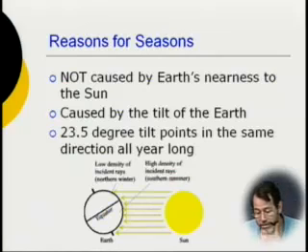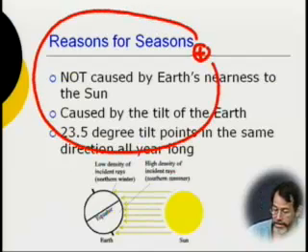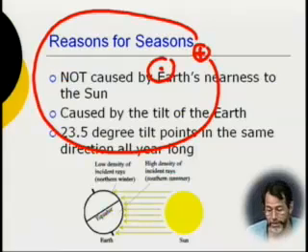Okay, over to seasons. There's a common misconception that the seasons are caused by how close the Earth is to the sun. In this misconception, you have the Earth orbiting the sun in an elliptical orbit, with the sun drawn to be here. So in this misconception, when the Earth is near the sun, then it's summer, and when the Earth is far from the sun, then it's winter. But that's not true.